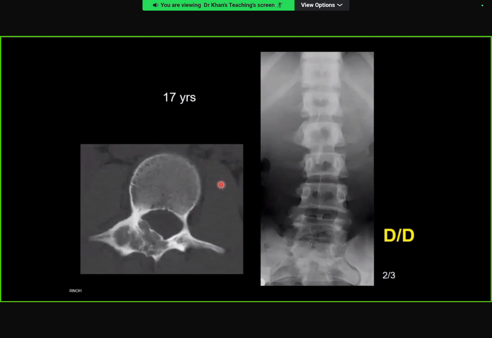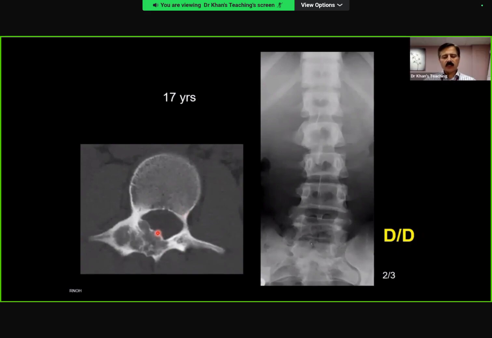So it's an expansile lucent lesion with quite dense sclerosis around it. I still think that an osteoblastoma would be a differential diagnosis to consider, but it could also be an ABC. Right. What will help you to discriminate between the two, osteoblastoma versus an ABC, aneurysmal bone cyst? I think an MRI. Okay, we'll come back to that.